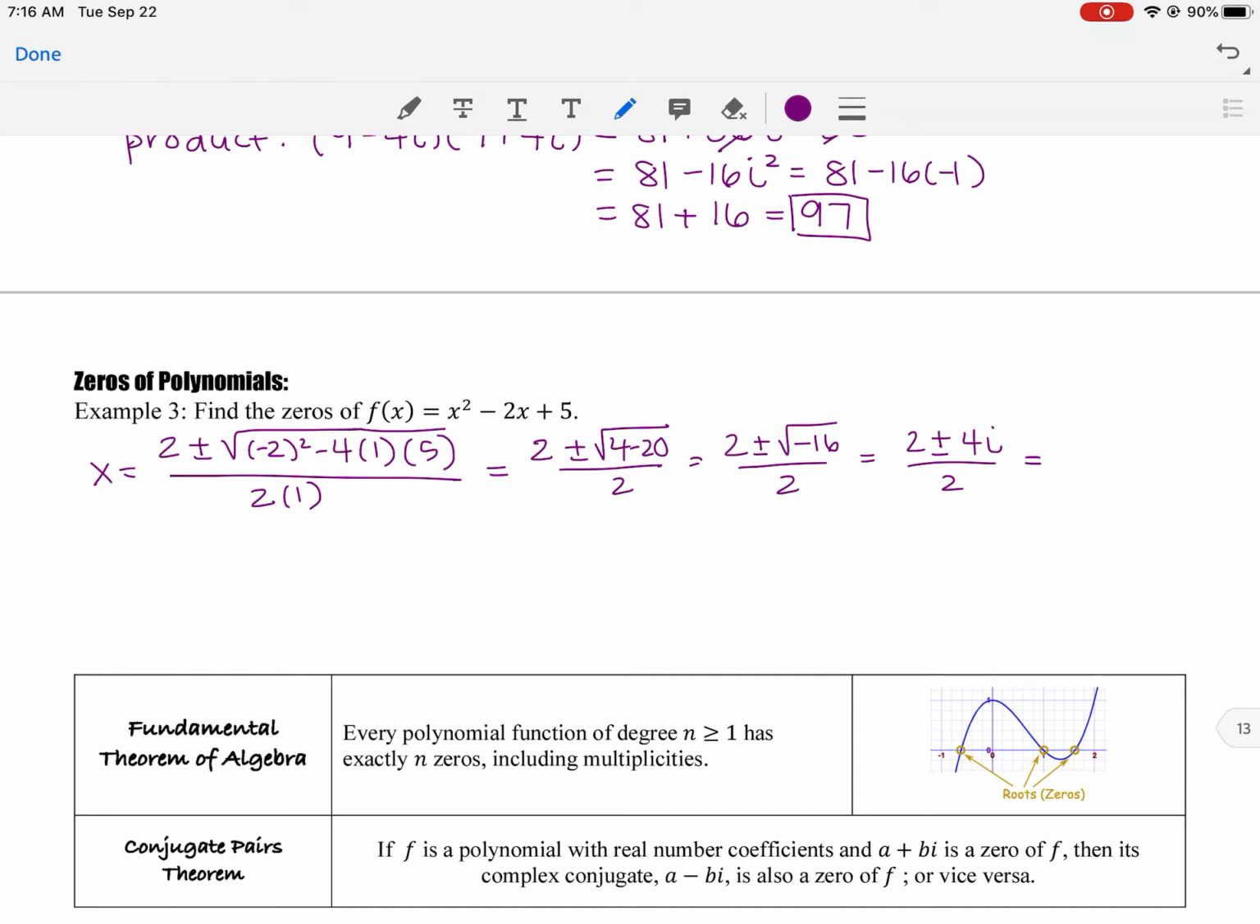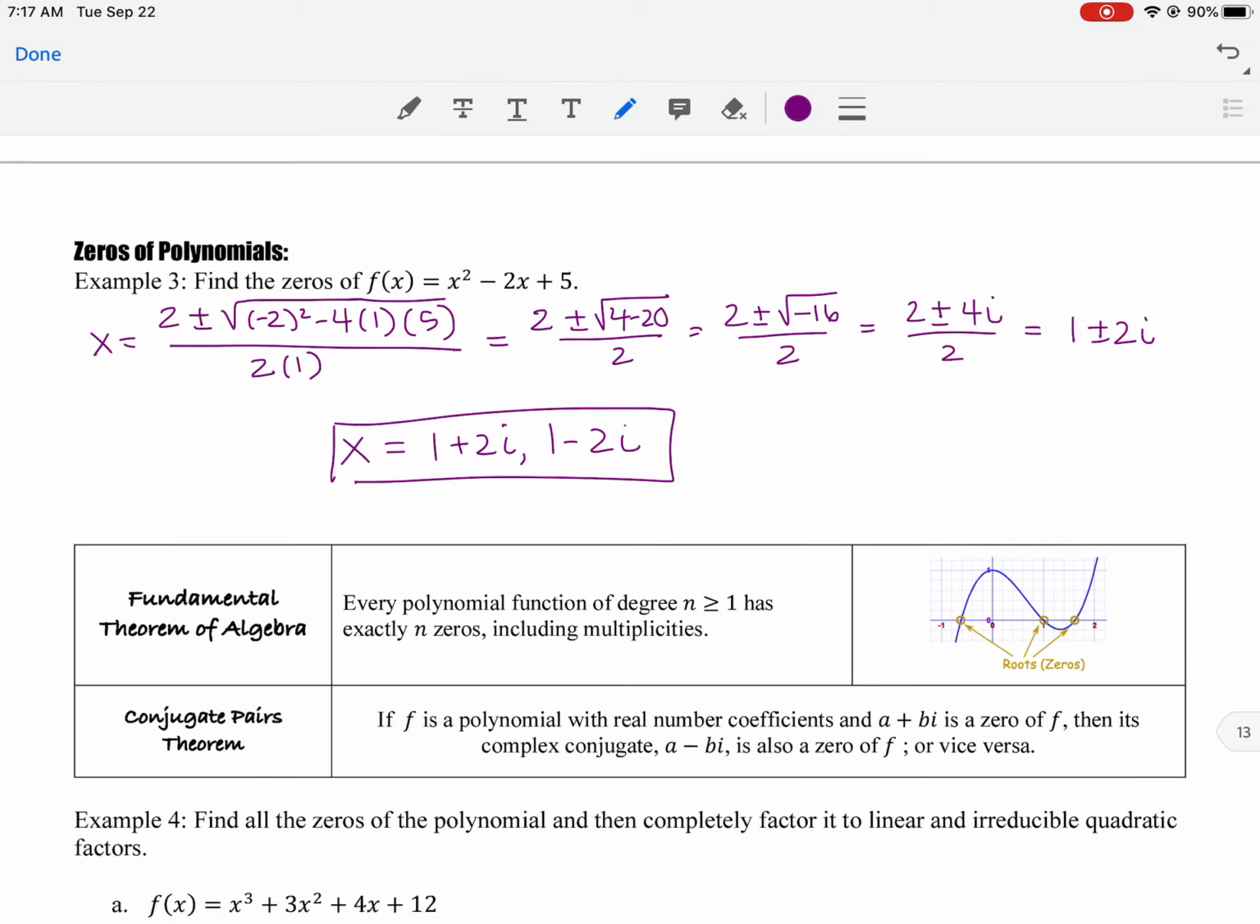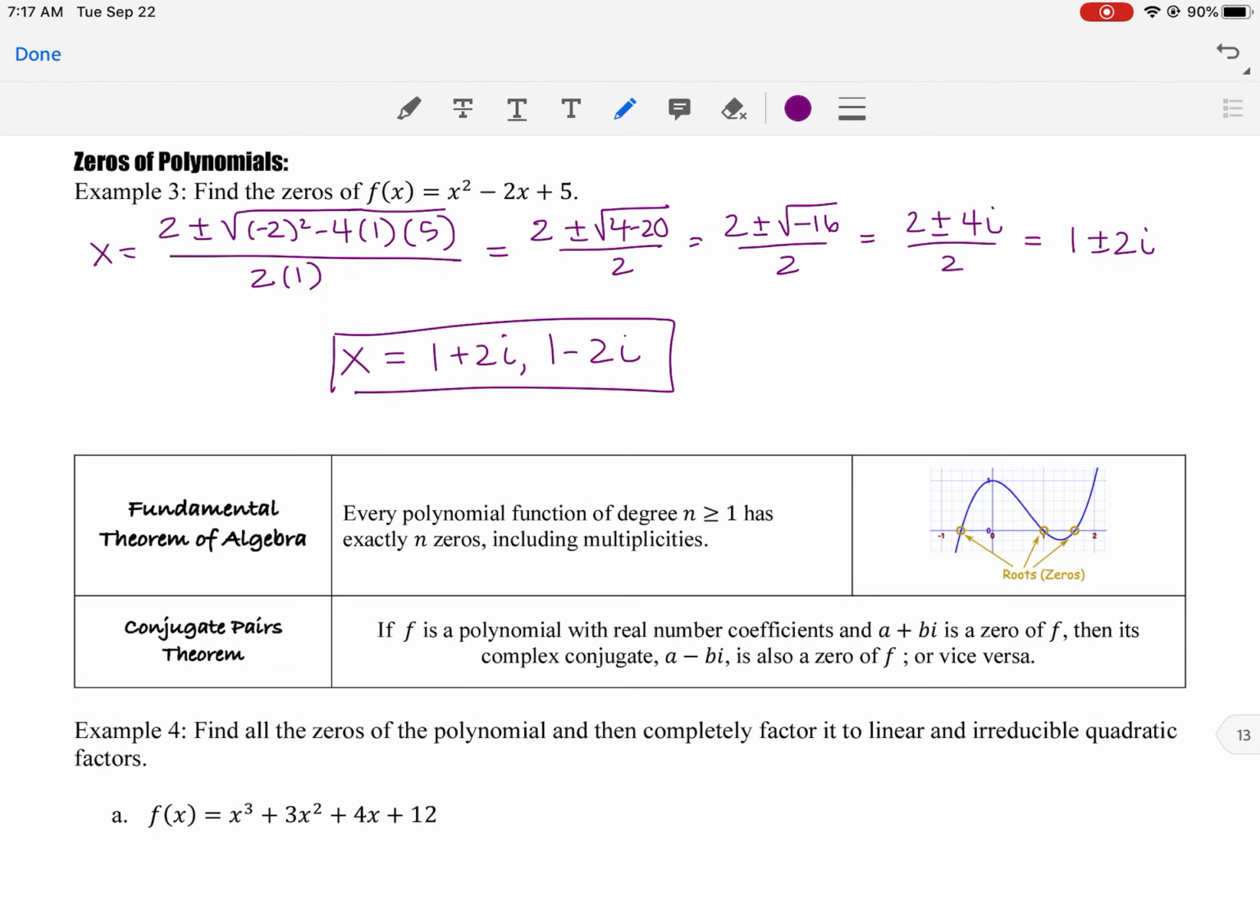Both parts in the numerator are divisible by 2, so we get 2 divided by 2 is 1. 4i divided by 2 is 2i. So our two zeros here are 1 plus 2i and 1 minus 2i, which makes sense because it is a second-degree polynomial, right? And so there should be 2 solutions, which is what the fundamental theorem of algebra says. Remember, it says whatever degree it has, it should have exactly that many zeros, including multiplicities, and I'm going to add in there including complex numbers, right?